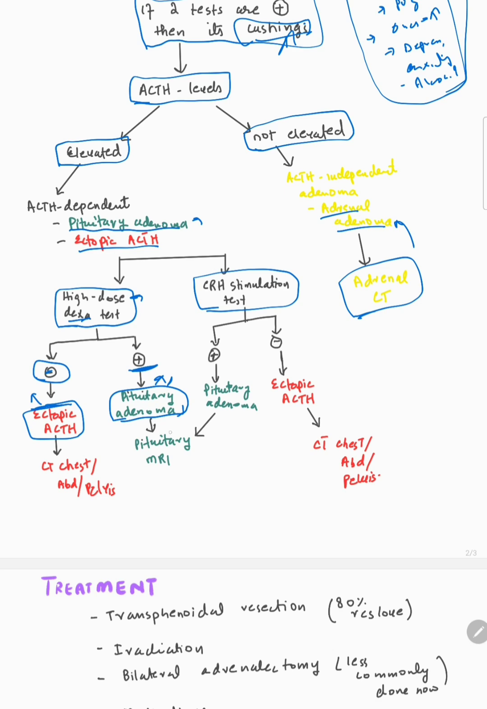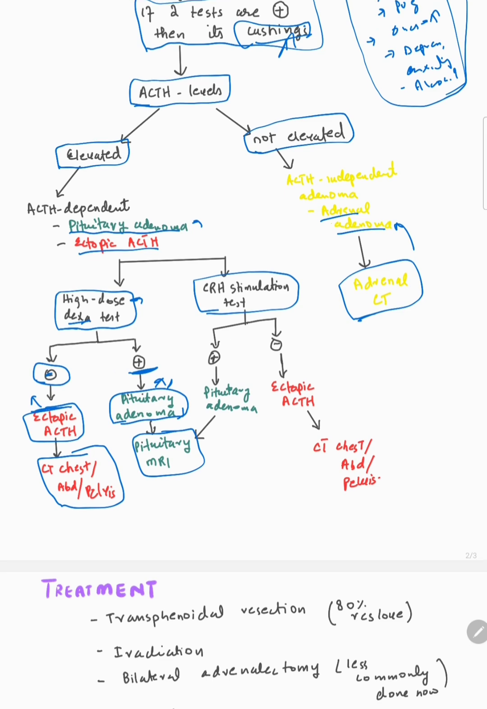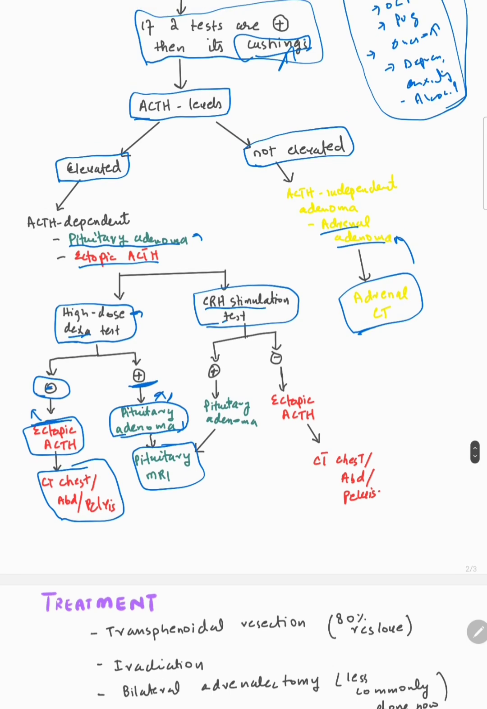So now, if there is adenoma, you can just do pituitary MRI. If it is ectopic ACTH, which means high dose dexamethasone suppression did not suppress cortisol, then just do CT chest, abdomen, pelvis to look for cancers like lung, pancreatic, or ovarian cancer. Another test you can do is the CRH stimulation test. If you do the CRH stimulation test and it is positive, which means it increased ACTH, that's basically adenoma. And if it did not, that basically means ectopic ACTH. And then obviously just do the test like we talked about: for adenoma, MRI; for ectopic ACTH, CT chest, abdomen, and pelvis.